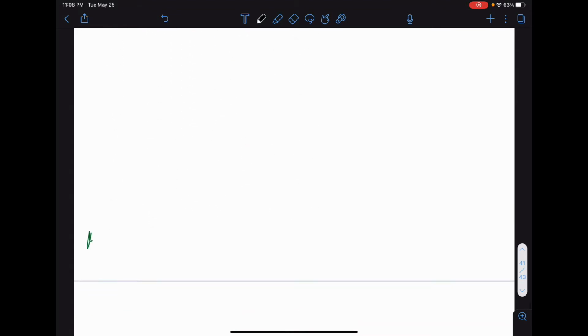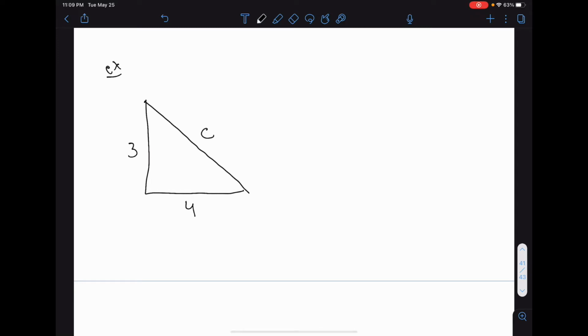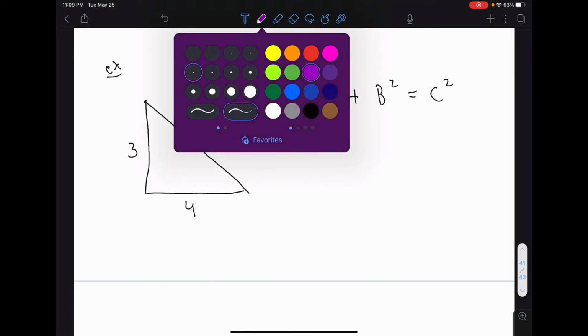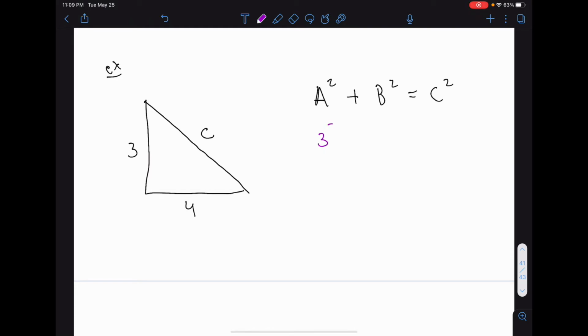So an example, let's say I have my right triangle. This is 3, this is 4. What is C? ¿Qué es C? I have my formula, A squared plus B squared equals C squared. What is A? This is 3 squared. What is B? That is 4 squared. Equals C squared.